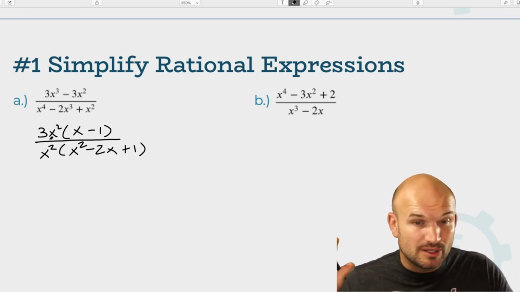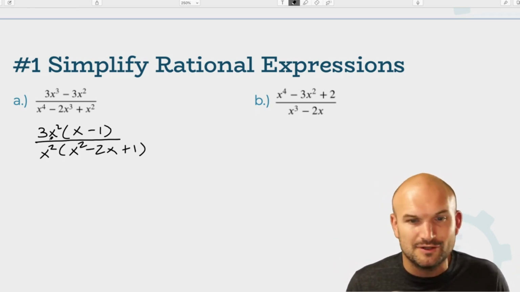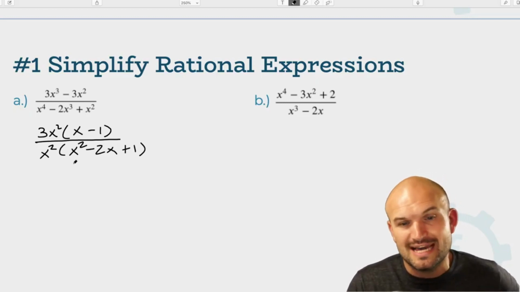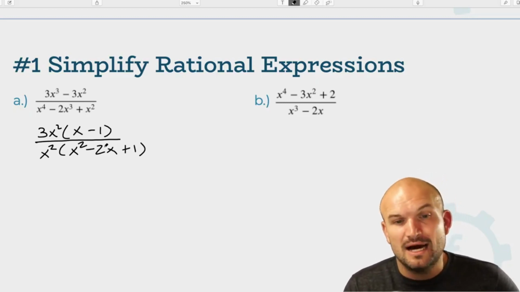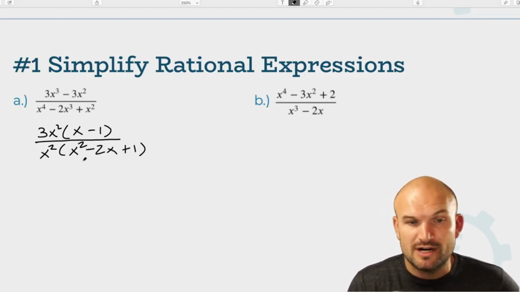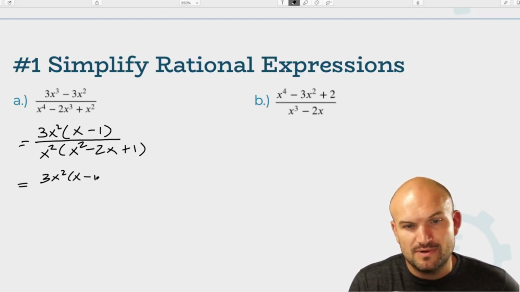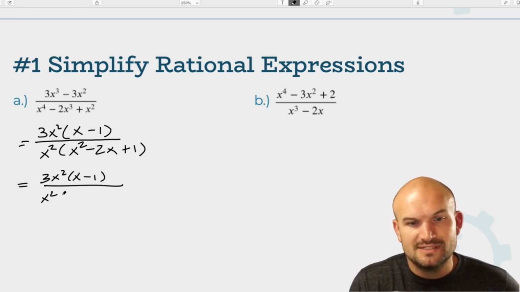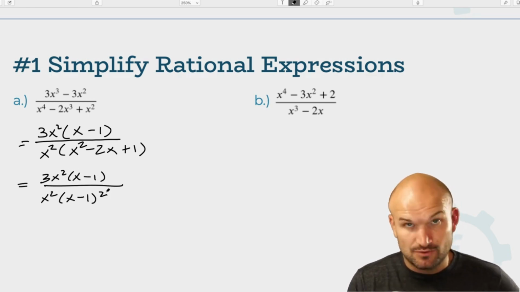So now again, before we go ahead and simplify everything out and everything goes crazy, let's see if we can further factor this down. We recognize this to be a trinomial, a perfect square trinomial. So I can further factor that down into 3x squared times x minus 1 all over x squared times x minus 1 quantity squared. Okay.